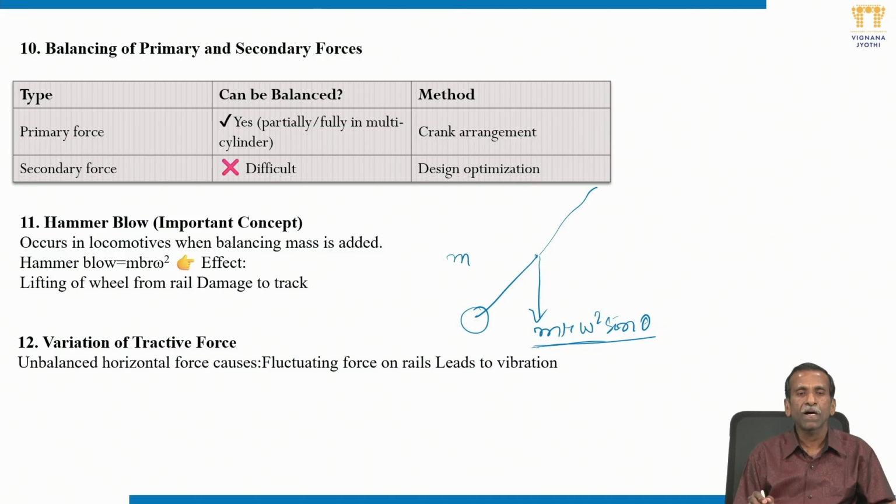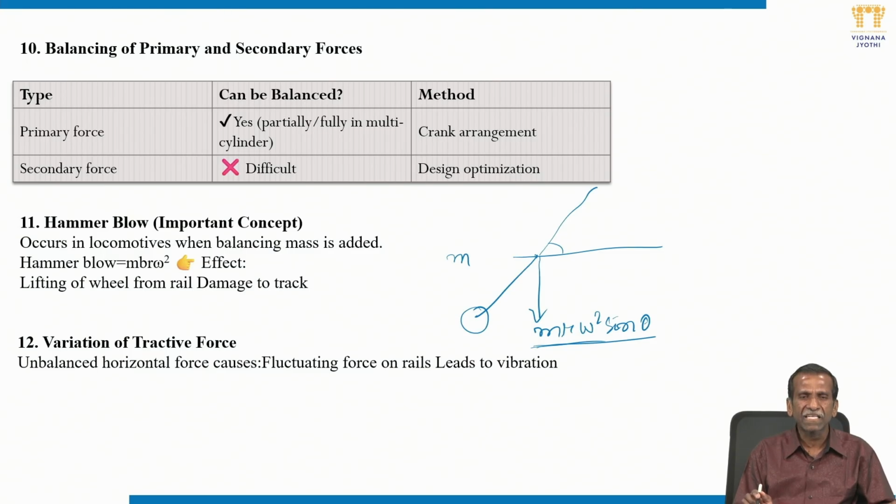Here m B is the balancing mass attached. This leads to hammer blow, that is, lifting of the wheel from the rail, and damage to the track also. So this is the effect of unbalanced force, which leads to hammer blow. If the crank angle theta is 90 degrees, then we have only the m r omega square term. So balancing is not possible, and this leads to hammer blow.